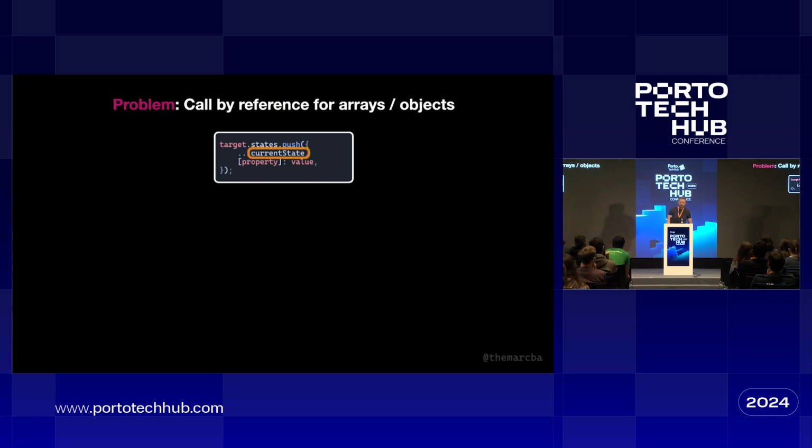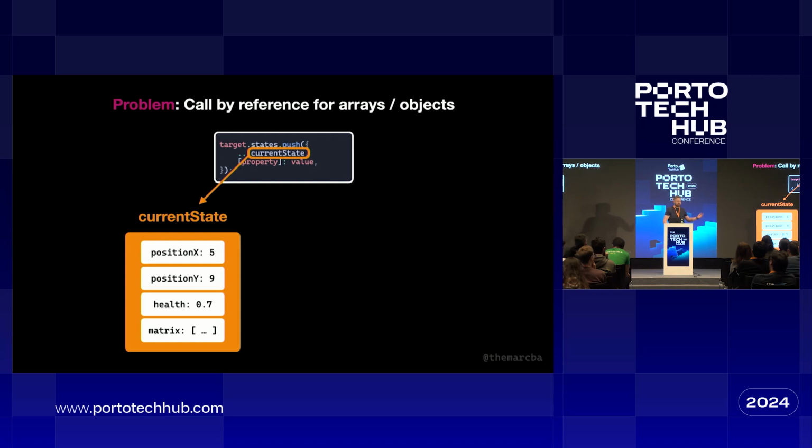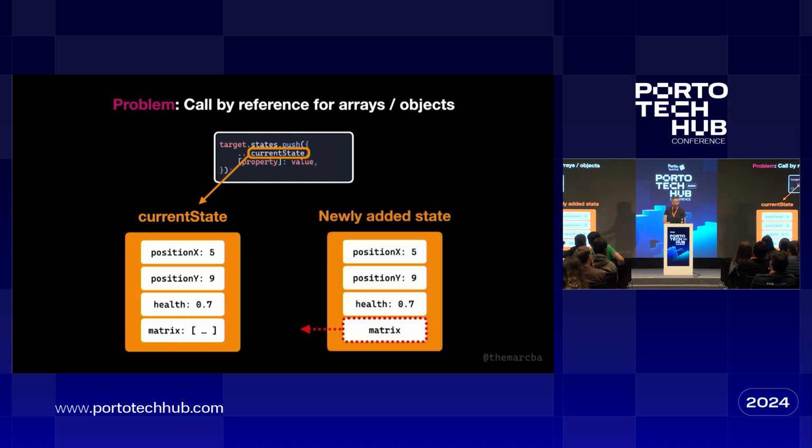So we have our current state here. If we push it, this is our current state. We have the position, we have the health, and we have our matrix. Everything is fine. But then when we add a new state, everything is fine except the matrix. This is not a separate object. This just refers to probably the first array we had. So once we change it, it changes for all the other states, which we don't want.